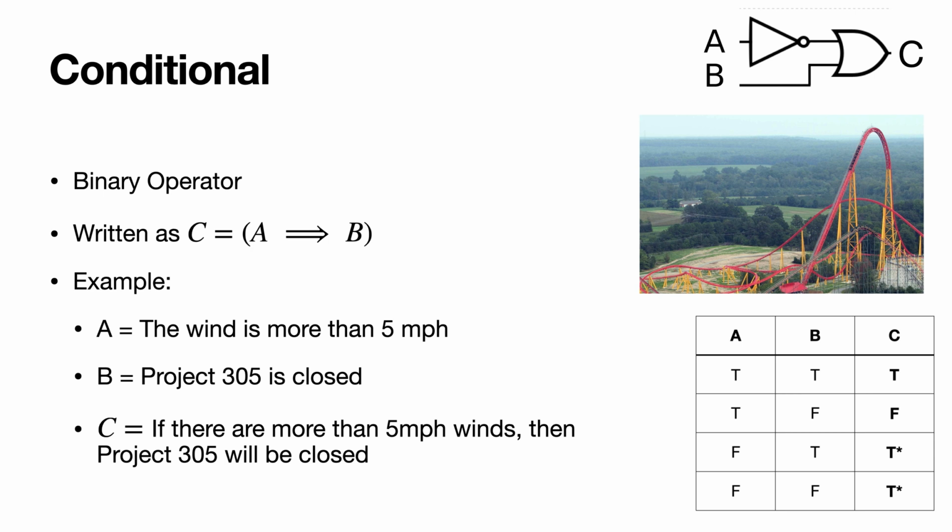Well, in this case, the conditional doesn't really kick in, because it really just says if A is true, then B will also be true. But what happens when the winds are less than 5 miles per hour? Well, there are several options. It could be the case that Project 305 would have been closed if the winds were more than 5 miles per hour, but we don't know that because this isn't the case. Or it could be the case that the winds are less than 5 miles per hour, but Project 305 is closed for some entirely other reason, because maybe it needs a new wheel or something. And this is a case where we say A implies B is vacuously true. This is why I mark it with the asterisk there on the truth table.